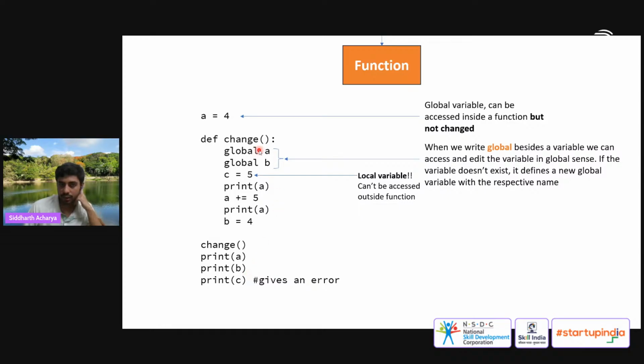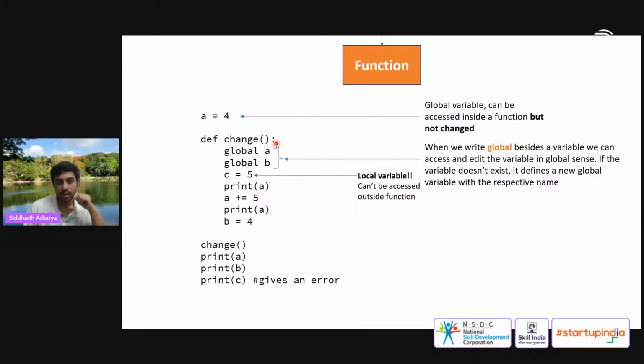So this is a very interesting piece of code. What we are doing is we define a equals to 4. We write global a, global b, and we define a local variable. We try to print it outside the function. It will give you an error. You can try this as well: define any variable inside a function and print it outside the function. It should give you an error. Next is print a, print b. We call the function as well.